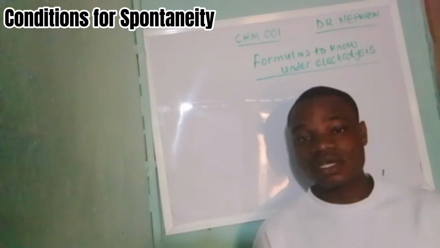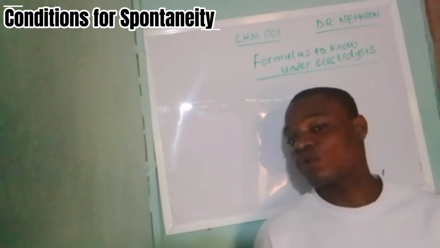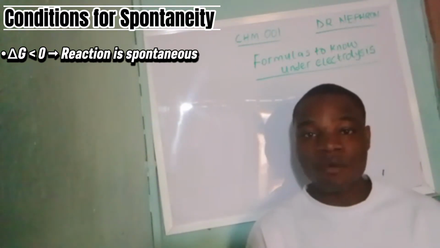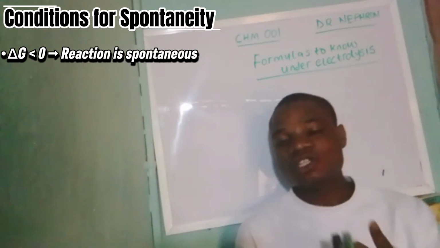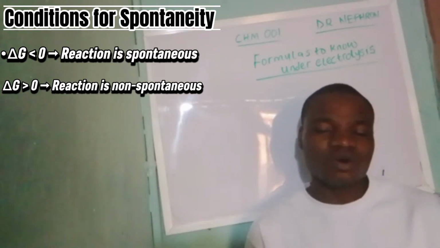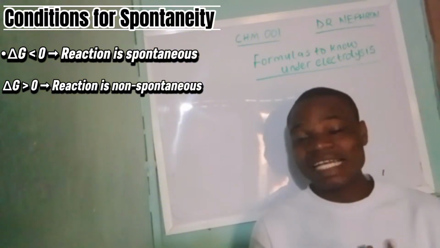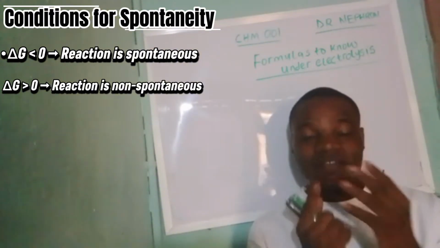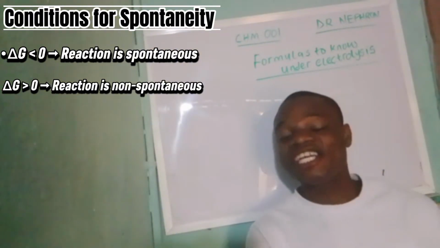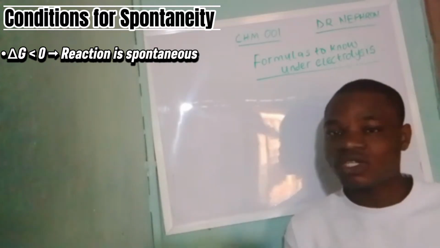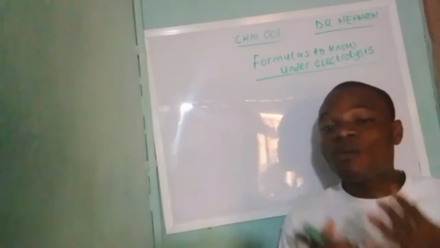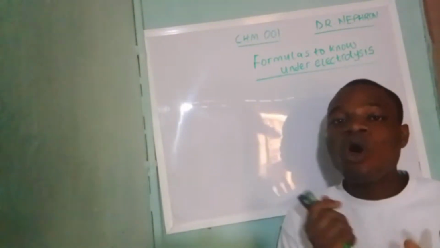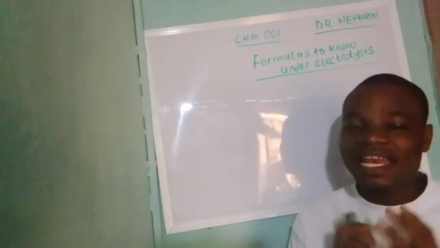For the spontaneity of reactions, the condition is that delta G must be negative. For non-spontaneity, delta G must be positive, and if delta G is positive, it means delta H is also positive. But we are not into that. I just wanted you to know what formulas we have to know under electrolysis.